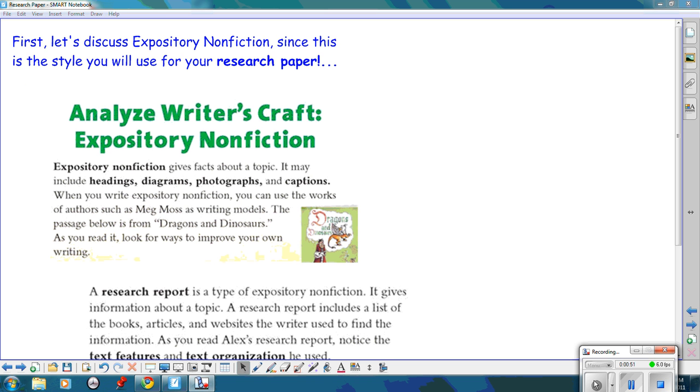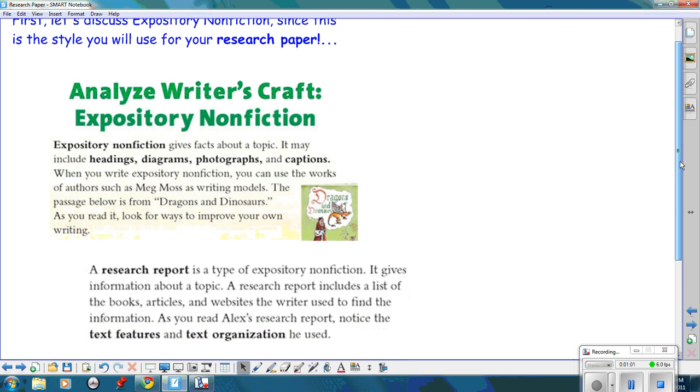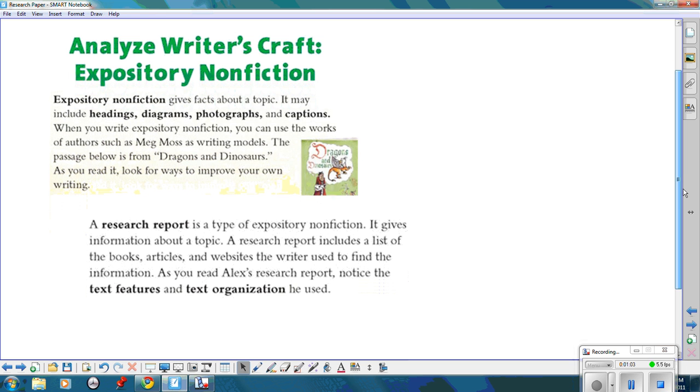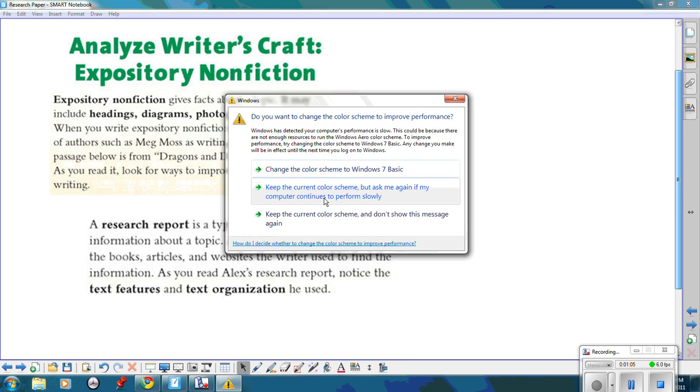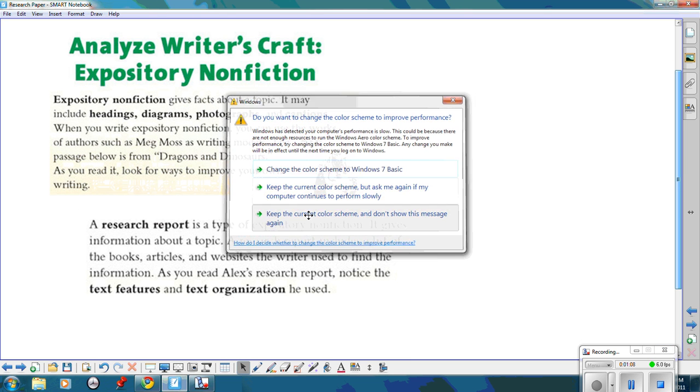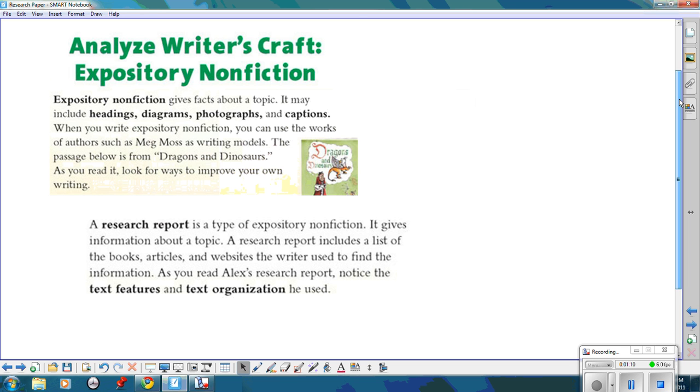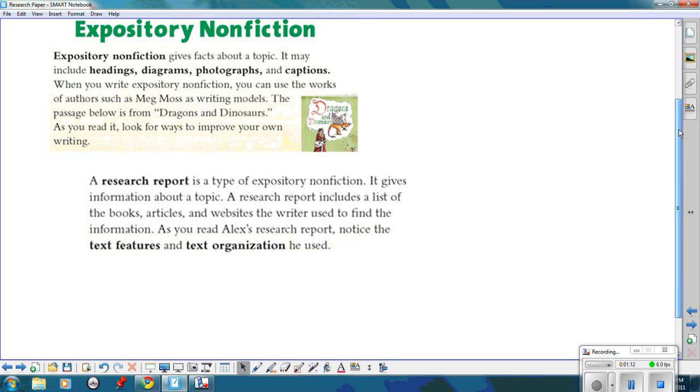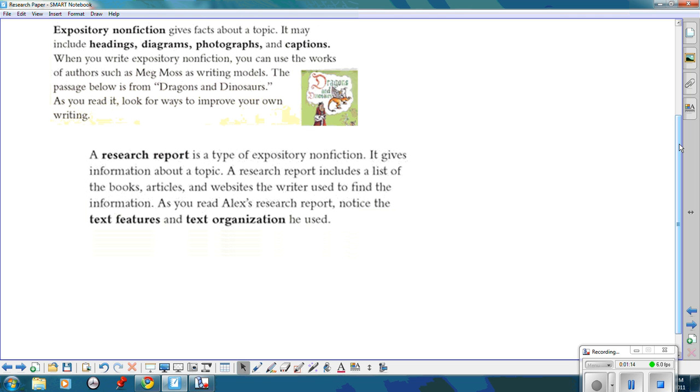First, let's take a look at expository nonfiction, because this is the style of writing you will use for your research paper. Expository nonfiction gives facts about a topic. It's all factual based. You're not making things up as you go. This is actually based on information that you look up and find in various locations on the internet or in textbooks or regular books from the library, a variety of places.